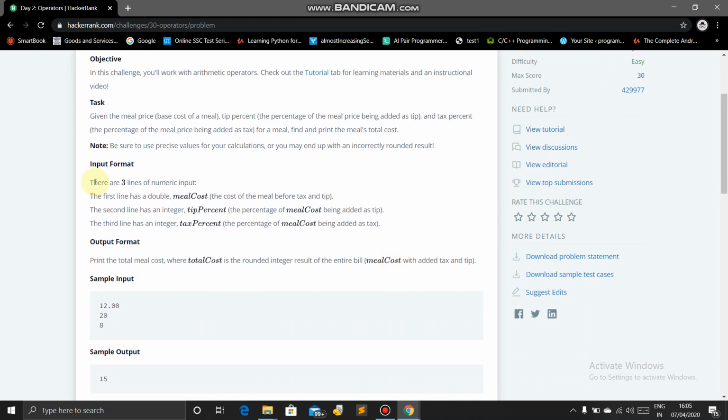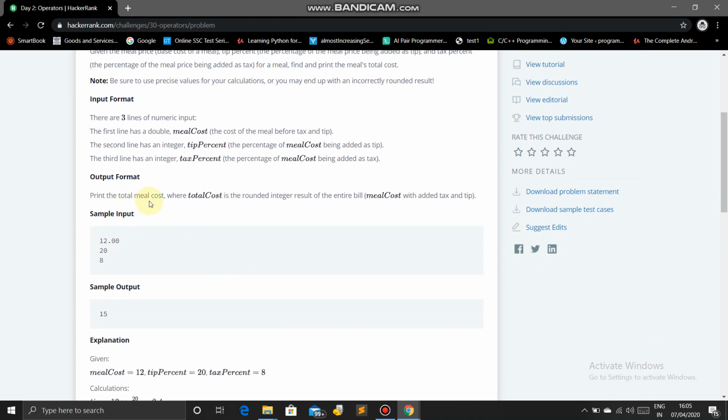And what will be the three inputs? The first line will be the meal cost, the second line will be the tip percentage, and the third line will be the tax percentage. So we have to find out the total cost and just print it.